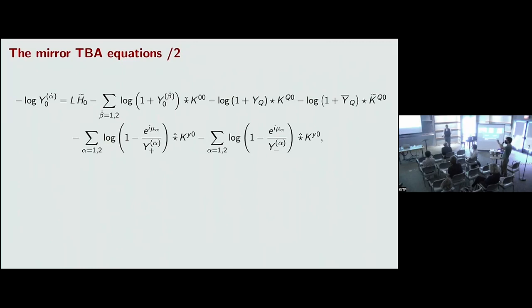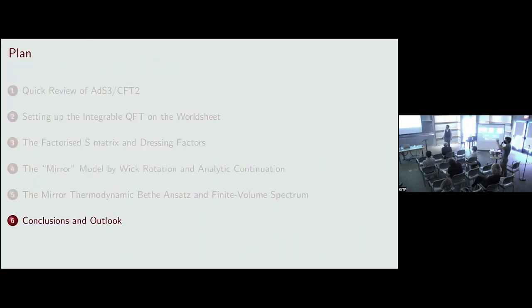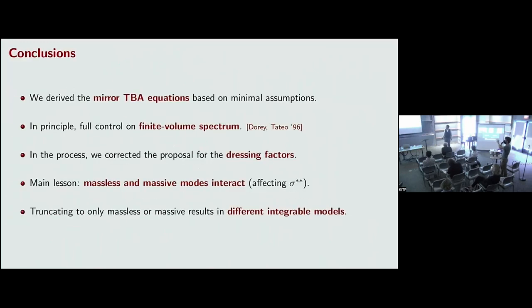You mentioned something at the very end about truncating to the massive sector, just the massive part of the model or the massless part of the model. Where did that go? So they give you some integrable models, which I guess have nothing to do with string theory a priori. Is there some kind of general theory about these non-relativistic integrable models, what the space of them might be, or whether you expect... I don't know.